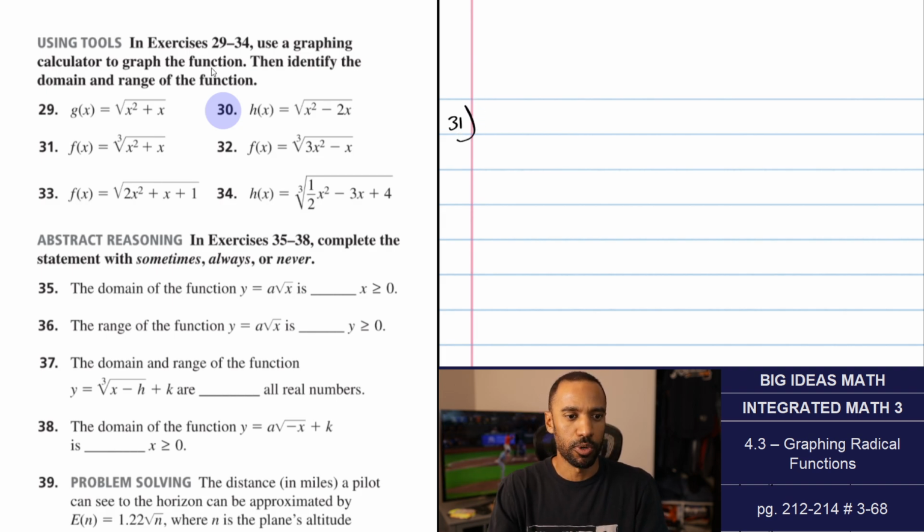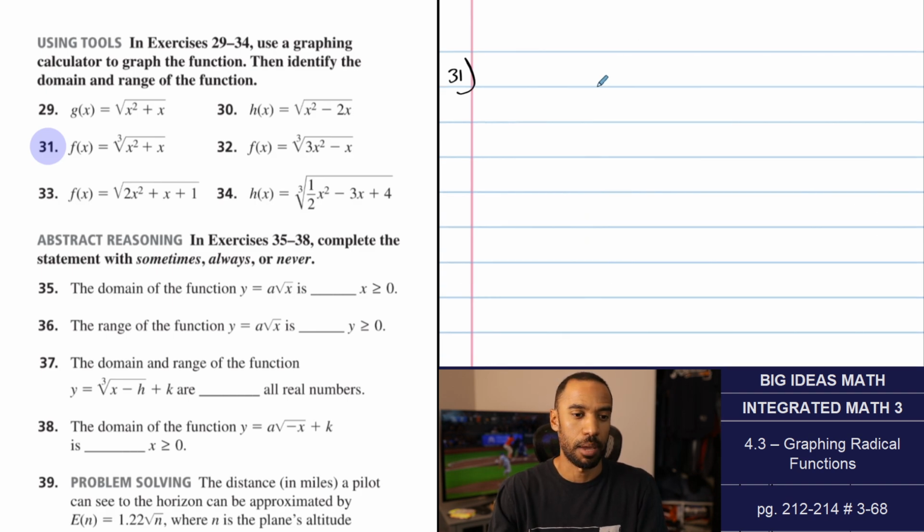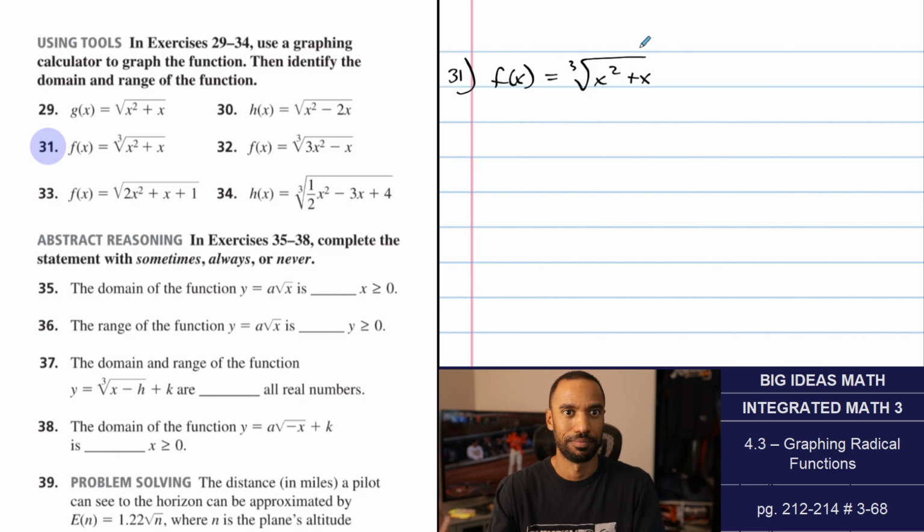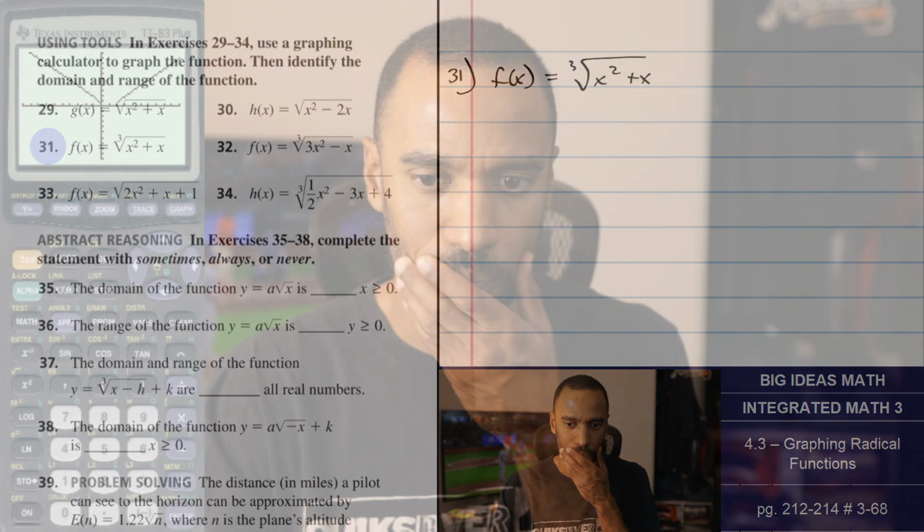F of x equals cube root of x squared plus x. It's at this stage that I will not know what it looks like, and I'm expecting some sort of rational function. No, I'm expecting some sort of... I don't know what I'm expecting. I haven't done this before. Maybe it's a square root function. I forgot. These aren't rationals. These are square roots. Cube roots. All right, let's do cube root.